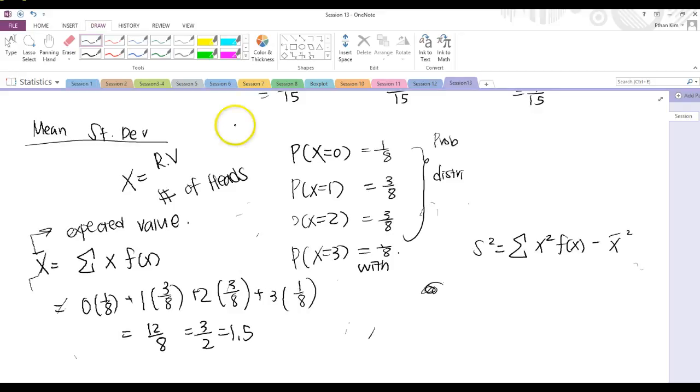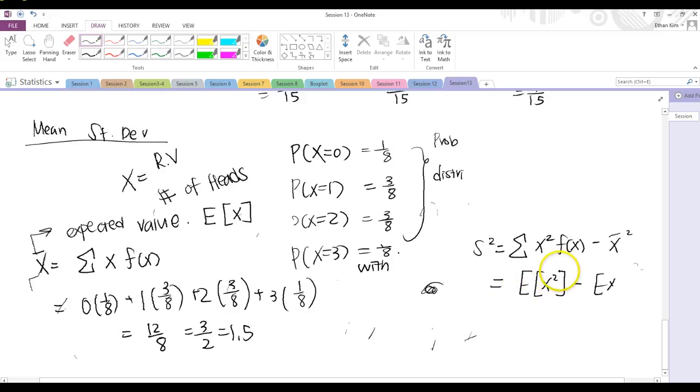All right, so looking at variance again, let me just write this down again. So expected value, we noted as this, expected value of x. And variance, I know it might be a little confusing, but this is expected value of x squared minus expected value squared. Right? What I mean by this is the following.